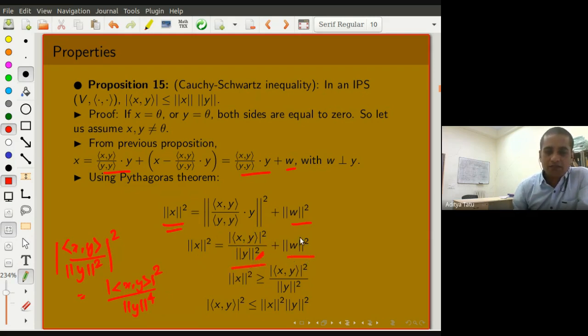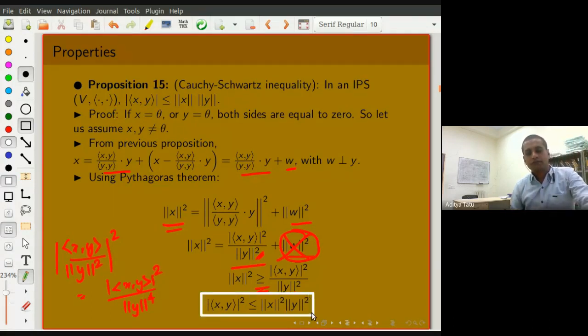What can we say about norm w squared? Can it be negative? No. So if I leave this term out, I get a greater than or equal to relation. Yes, norm of x squared is greater than or equal to the absolute value squared of the inner product between x and y divided by norm y squared. Then taking this on the left hand side, I get my Cauchy-Schwarz inequality. Okay.